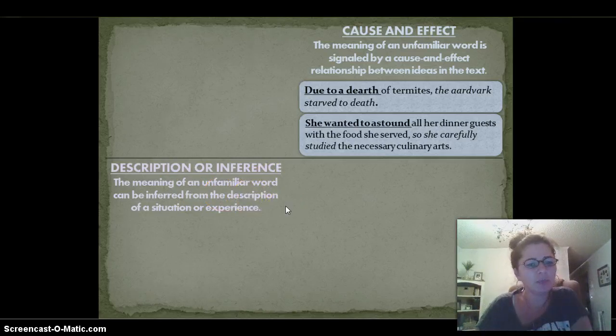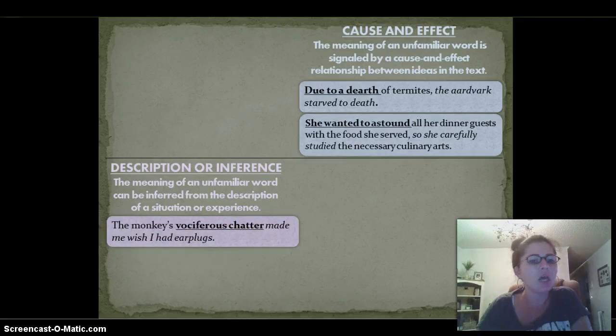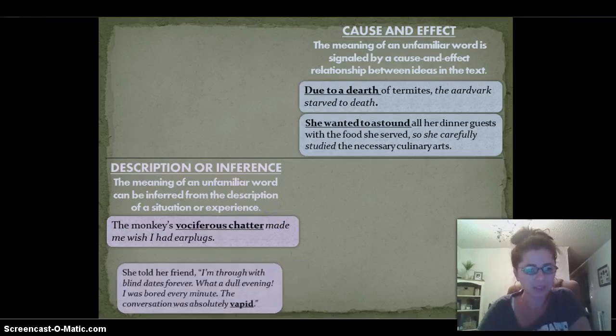Description or inference. The meaning of an unfamiliar word can be inferred from the description of a situation or experience. Let's take a look at our examples. The monkey's vociferous chatter made me wish I had earplugs. Why would you want earplugs? Well, you would want them if vociferous chatter meant that he wouldn't shut up. So vociferous, we can probably assume means talking a lot, or something similar to that.